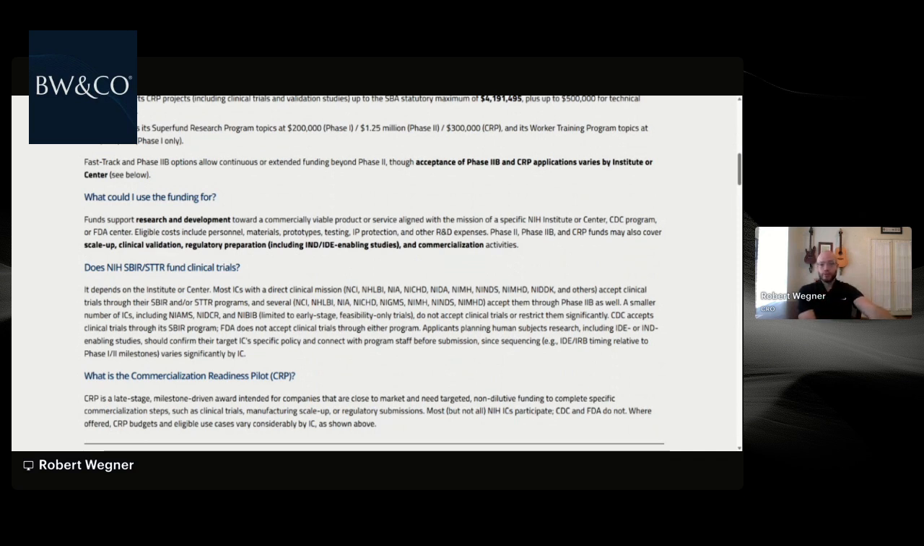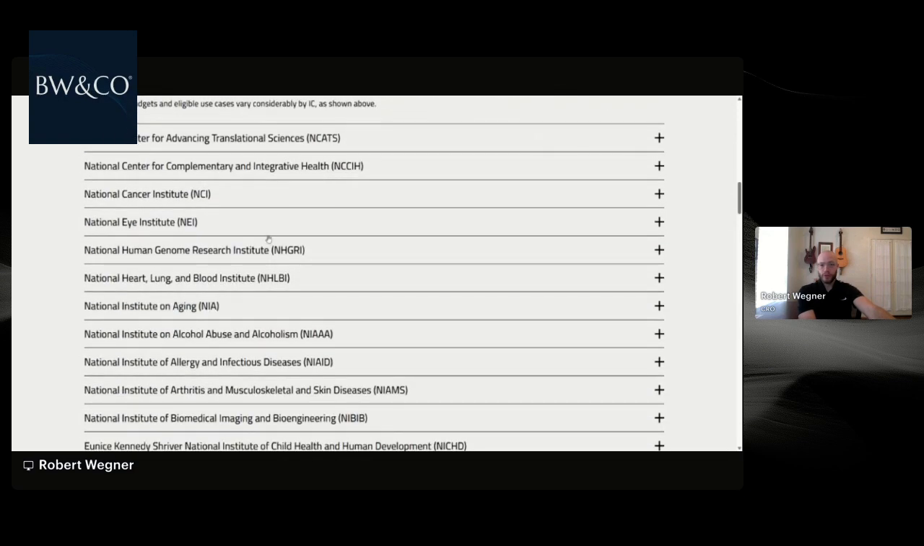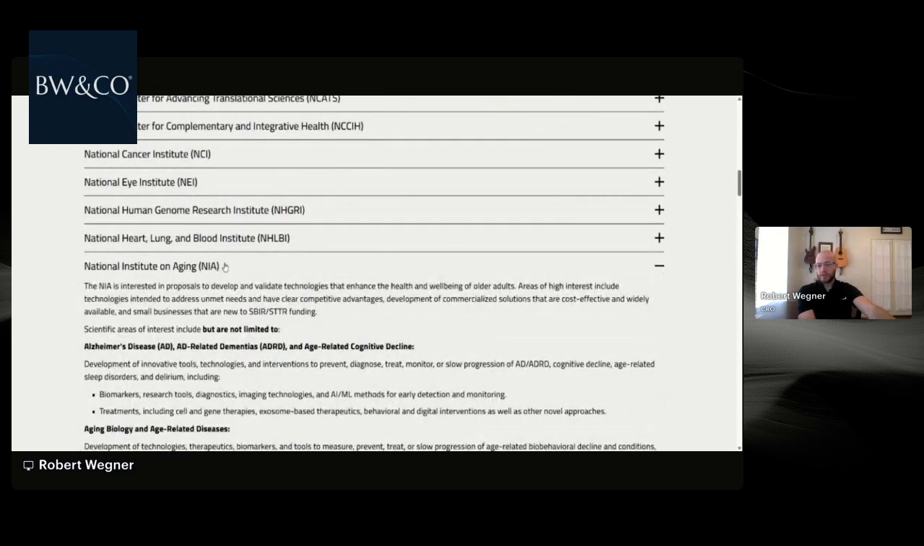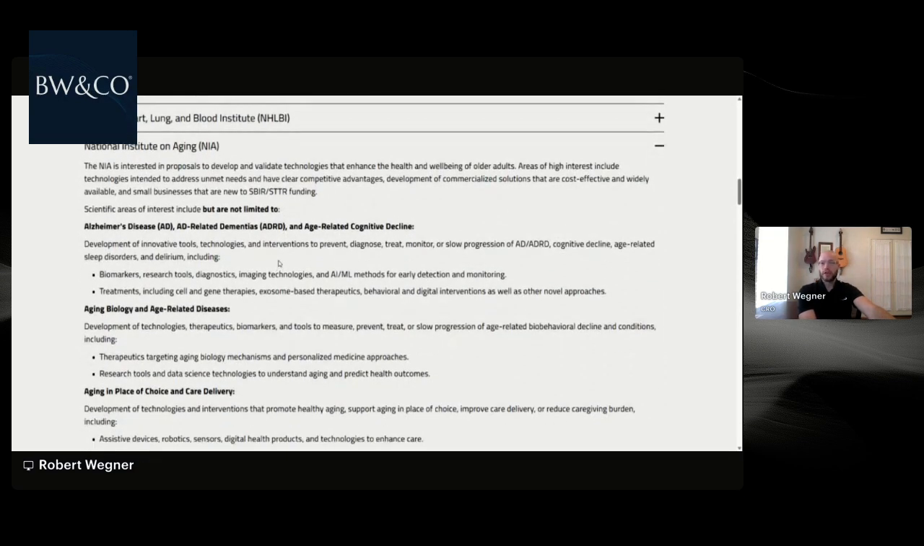Let me actually go to the research topics here. In our executive summary on our website, you'll see this information listed, along with the updated information about what the National Institute on Aging is looking for. At the end of the day, NIA is interested in proposals to develop and validate technologies that enhance the health and well-being of older adults. These trends are super important to realize: two years ago, NIA was funding mostly therapeutics and devices that were providing treatment for Alzheimer's disease.